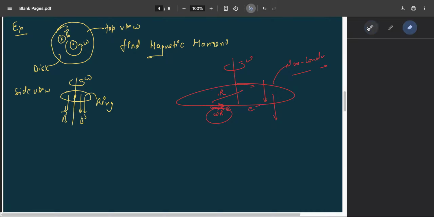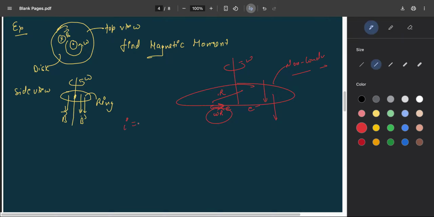Just a second, let me remove it. Yeah, current will be nothing but charge divided by the time, right? Makes sense. What is the time? I don't know the time. I know just one thing, omega. What is omega? Omega suggests change in theta divided by time, right? What does this mean? How much angle you are going to rotate in how much time. So you know in complete 2 pi, the time is T.